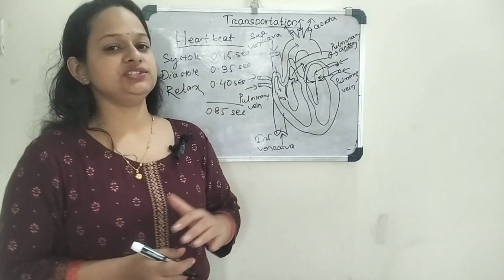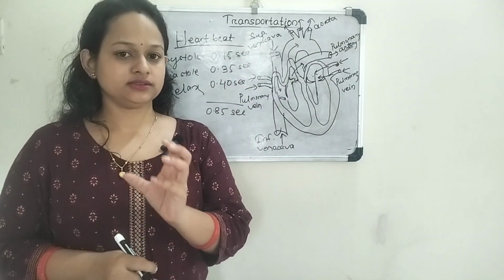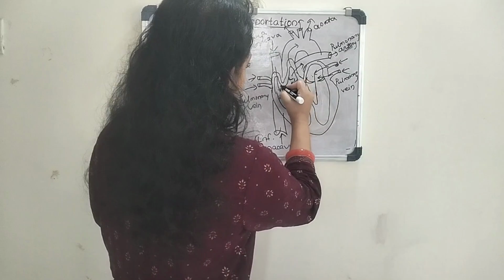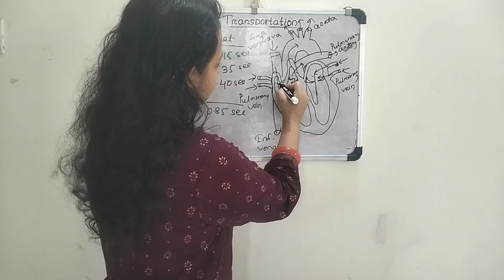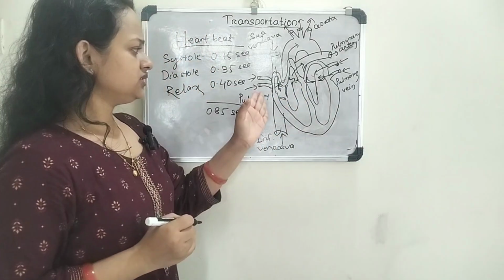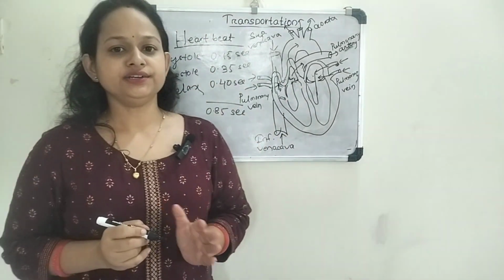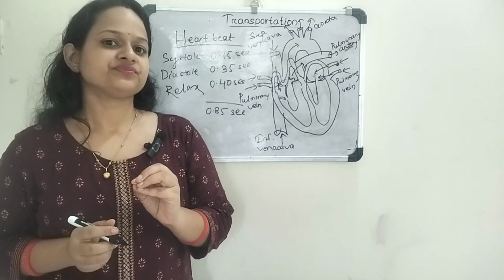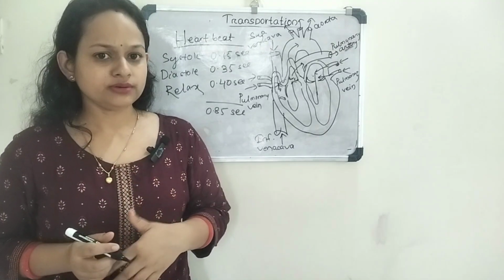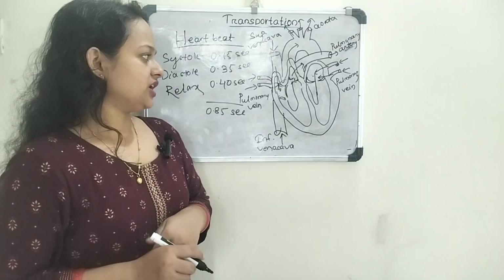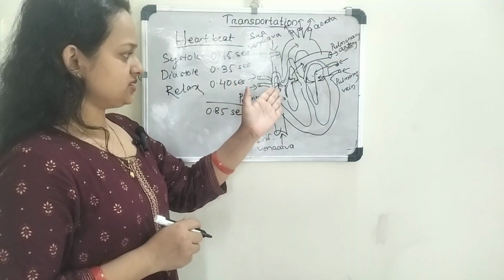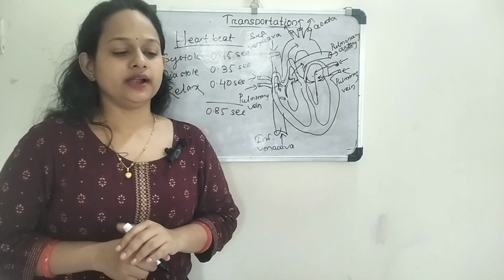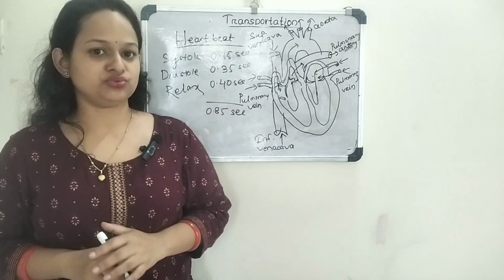And this heartbeat is controlled by the SA node, which is present on the wall of the right atrium, and this SA node is actually controlled by the autonomic nervous system of our body. So after the stimulation of this SA node, the heartbeat starts. And then come to the heart sound.